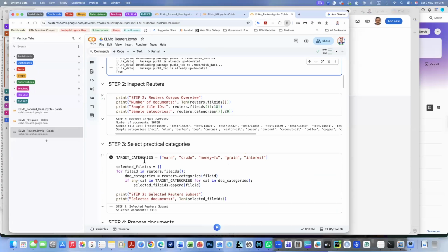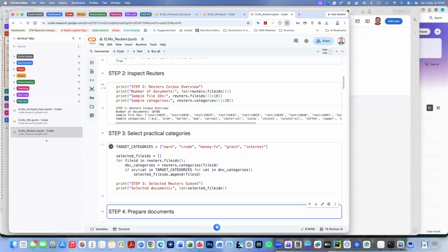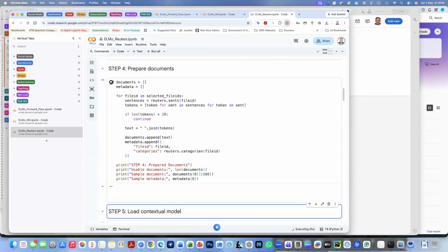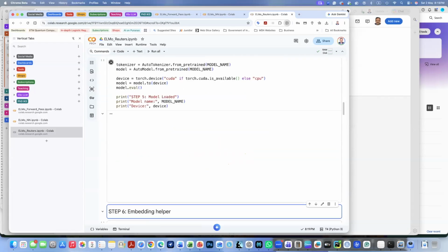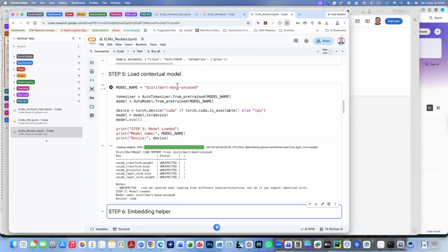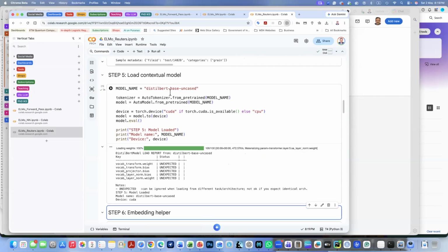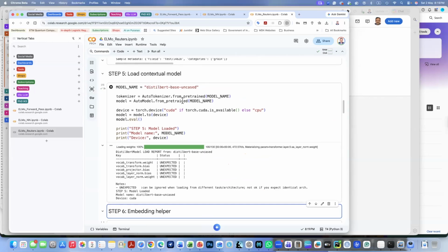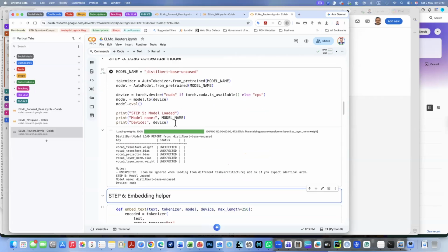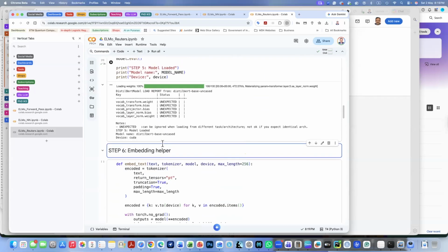Now I define some categories. These are completely arbitrary. I can change them also. So I do this and I prepare my documents. There are 6,000 documents. Now I'm taking a model. This is based on ELMo. I'm not building ELMo here afresh. I'm taking an ELMo model which is already available, and I'm going to utilize the embeddings from that model.